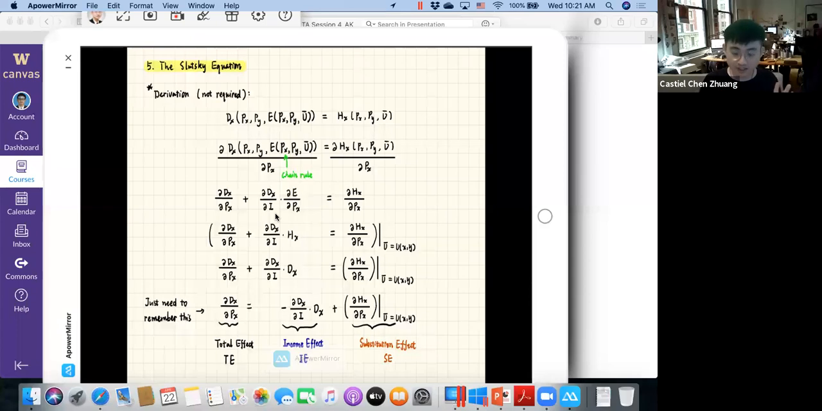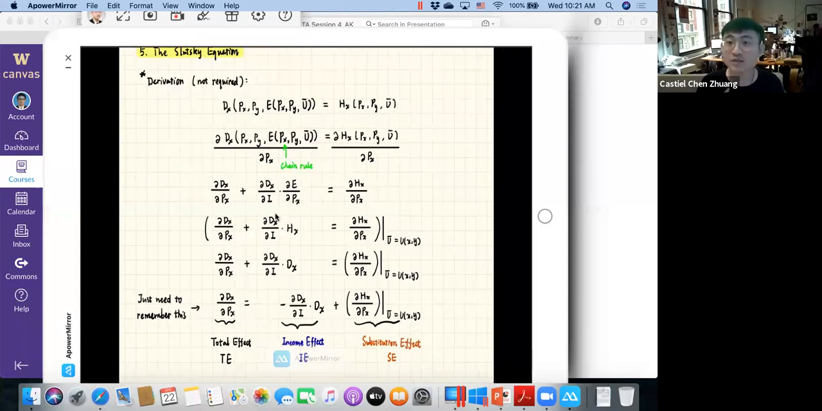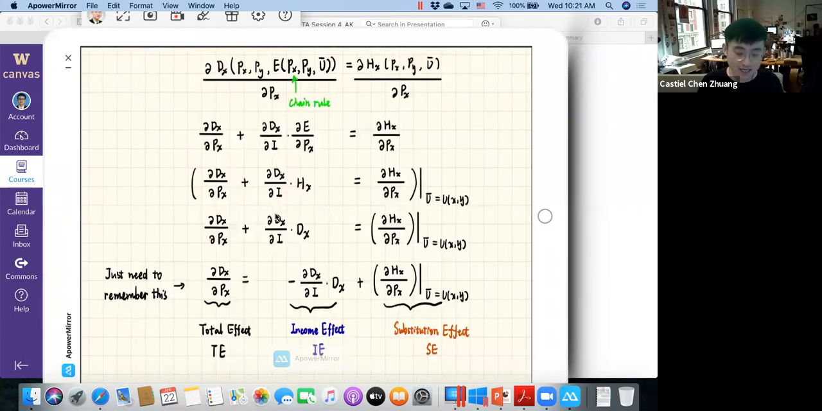After rearranging this equation, for example, you move the second term on the left-hand side to the right-hand side, then you add a negative sign. And I will tell you, this will be the final equation that you need to remember and the equation that you need to use in the exam. This is the Slutsky equation. So what is this about? It's about how to decompose the total effect of an increase in the price into income effect and substitution effect.